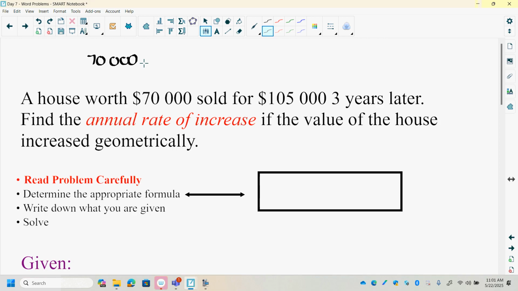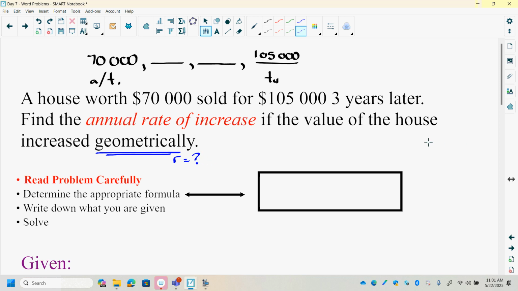Now check this out because this is kind of crazy. It says 3 years later. So 1, 2, 3 years later, what's the house worth? $105,000. So they're actually telling me term 1, or A. But what's this represent? Term 4. That's right. It says find the annual rate of increase if the value of the house increased geometrically. What is this telling me if it's geometric? Common difference or common ratio? Common ratio. It's got an R value.